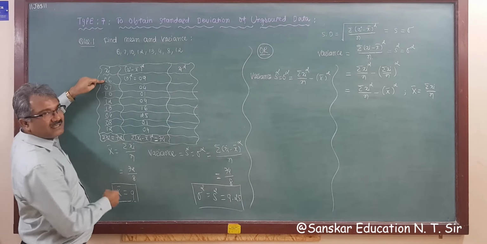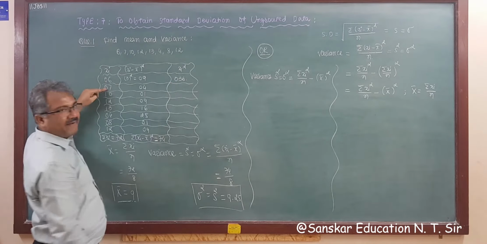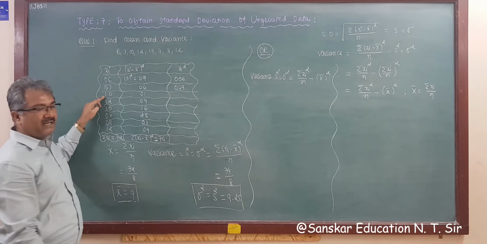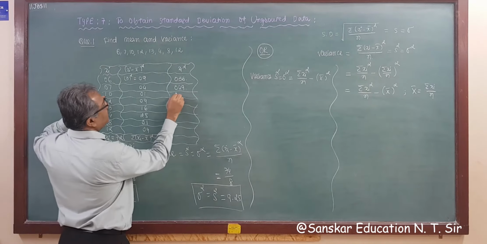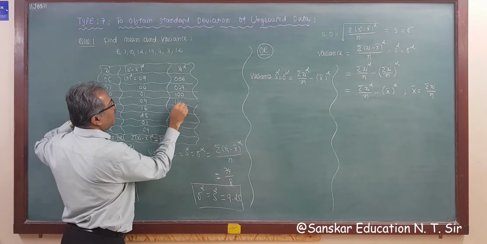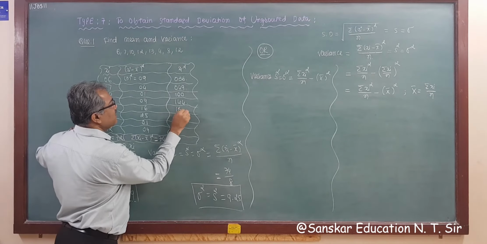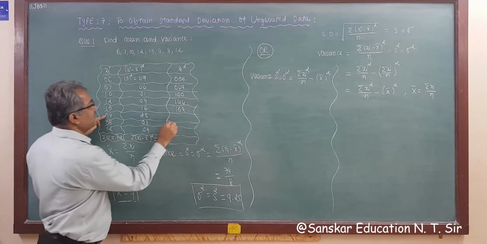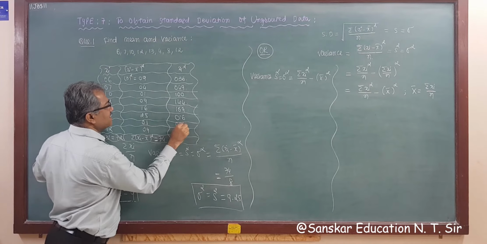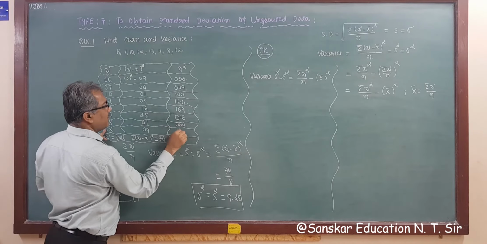Now, square of 6 is 36. 7 square is 49. 9 square is 81. 10 square is 100. 12 square is 144. 13 square is 169. 4 square is 16. 8 square is 64, and 12 square is again 144.